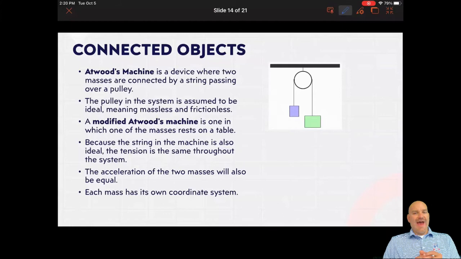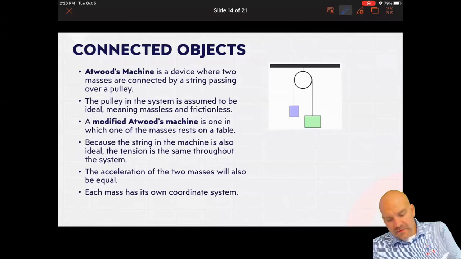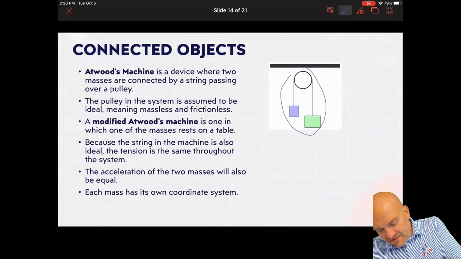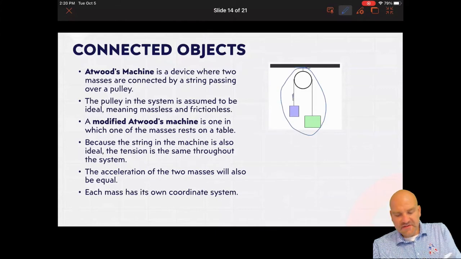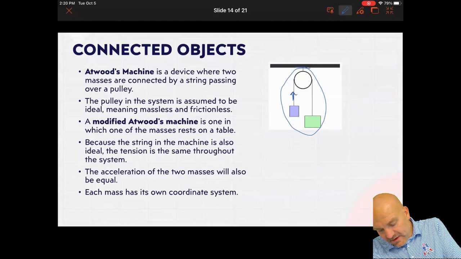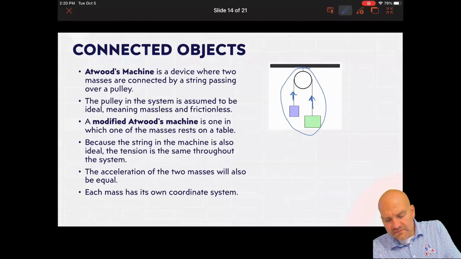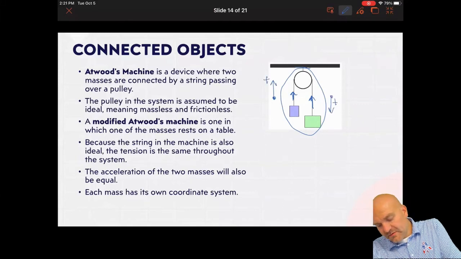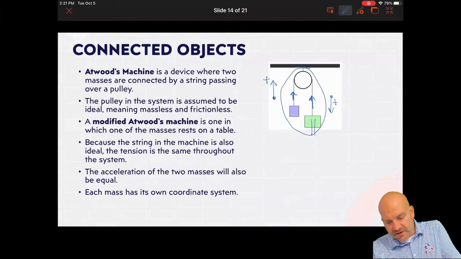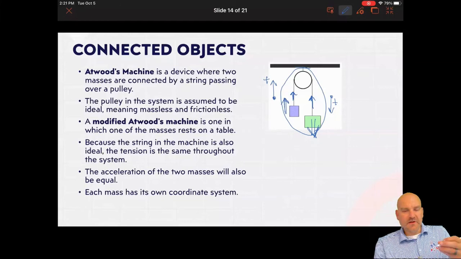So here's the basic Atwood machine. If we're going to do a single system problem, we're going to say this is my system, which would eliminate any of these tensions that run around in here. In fact, one will be positive, one will be negative. I'm going to choose my positive in the direction of motion. I know this bigger block is going to move down and this smaller block is going to move up. So I'm going to call positive direction down for my big block, and on my small block it's going to be up.